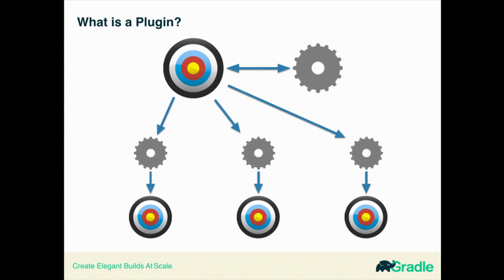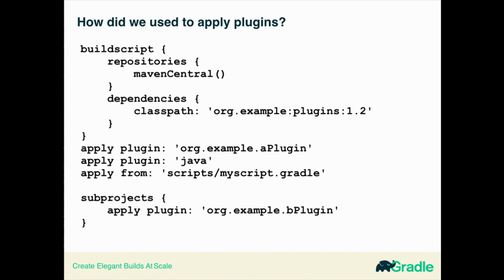Sure. So how does the current system apply plugins? Hopefully, for most of you, you've seen or are familiar with this code, but I'll take a quick walk through it and explain what's going on. So you define a build script block. Within your build script, you're basically defining the dependencies that are needed for your build logic, the repositories where the libraries that actually package the plugins live, and which versions of those libraries to use in the dependencies block.